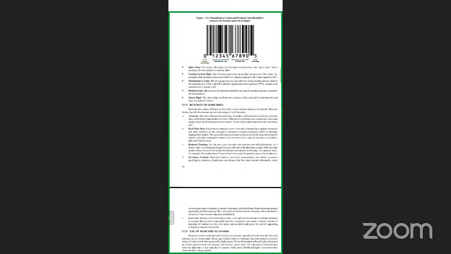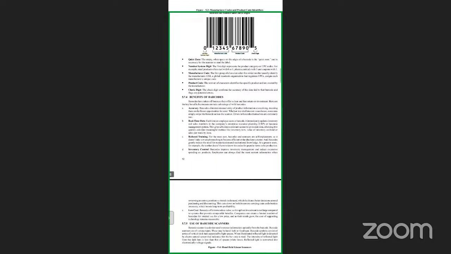Next one is real-time data. Here, each time an employee scans a barcode, it immediately updates inventory and sales numbers in the company's enterprise resource planning or business management system. And this gives a business constant access to up-to-date data, allowing it to quickly calculate meaningful metrics like inventory turn, value of inventory on hand, or sales per week by item.